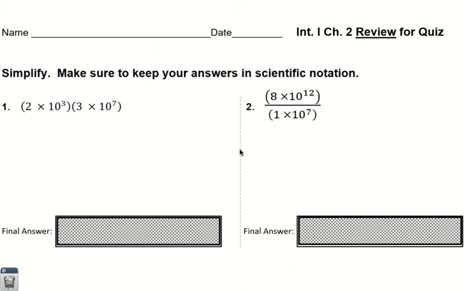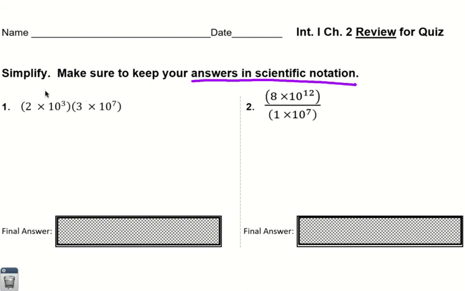And I want you to notice, I don't know if this is going to actually be a real issue, depending on how the classes go. It's not like you're not going to do this anyway, but make sure to keep your answers in scientific notation. So here's how we do this.